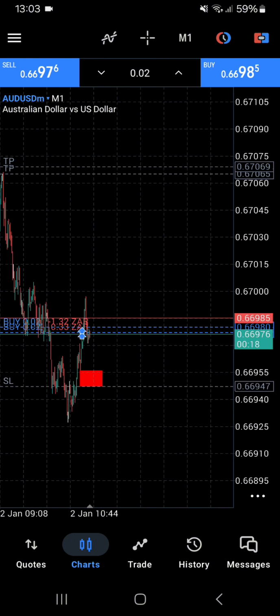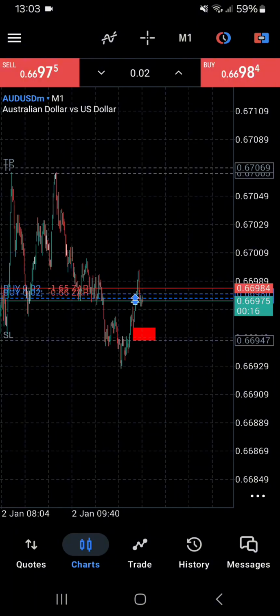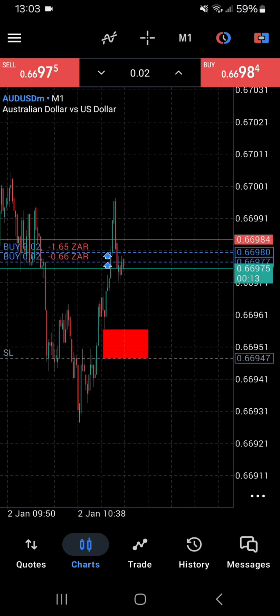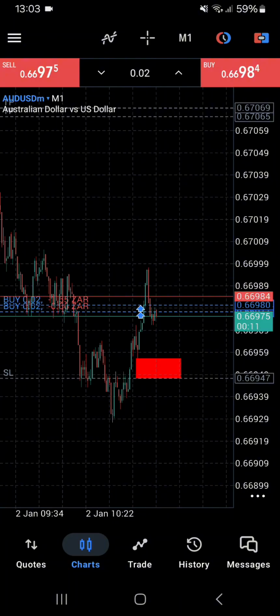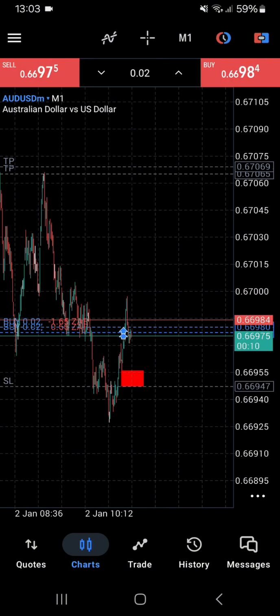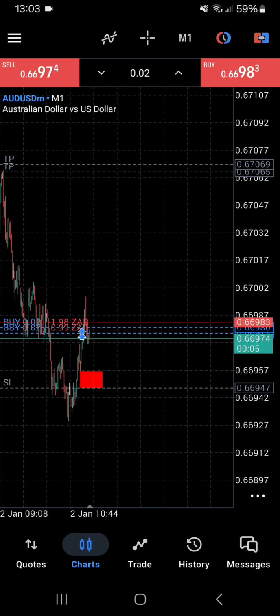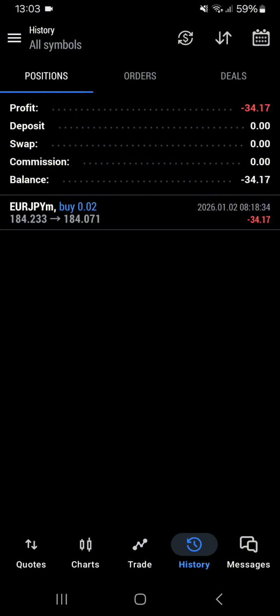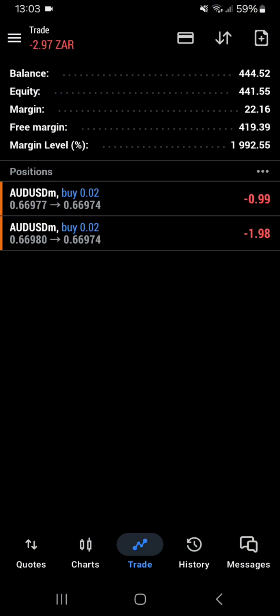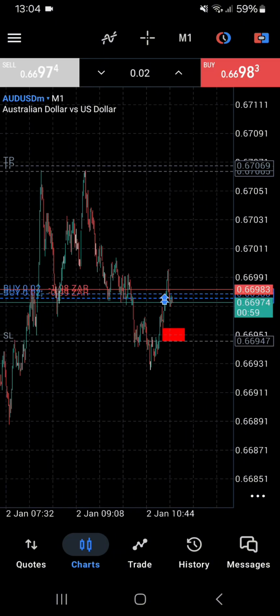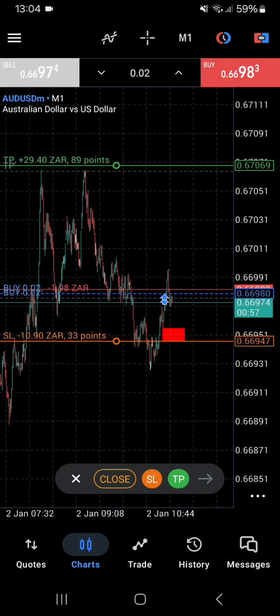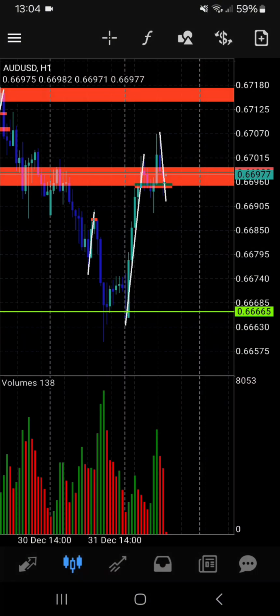Boys, we have officially taken another trade, on AUD USD this time. This is how it is going. I'll explain the trade in a bit. But just to show you guys, we actually took a loss on Euro JPY, and we're here on AUD USD. This is how much we're going to win, basically 1:2. I'll explain the trade.